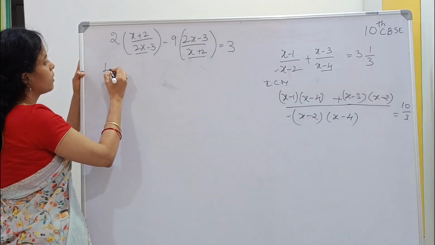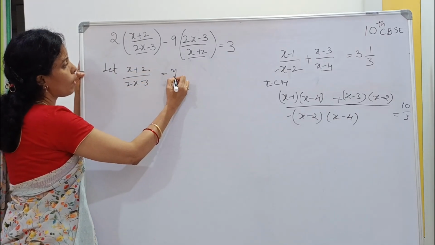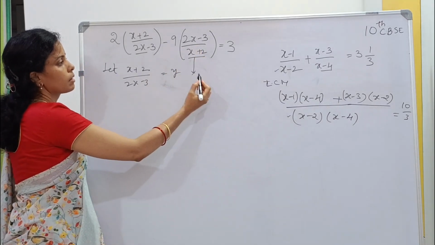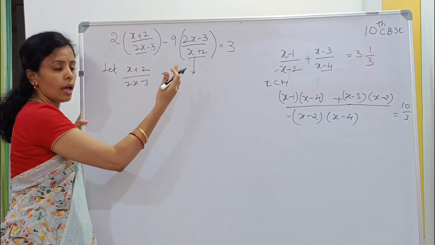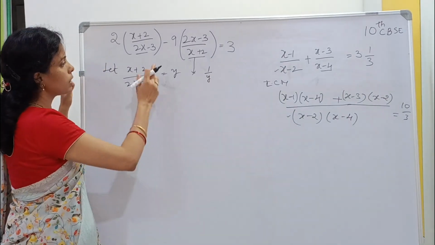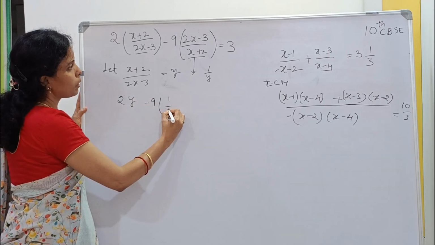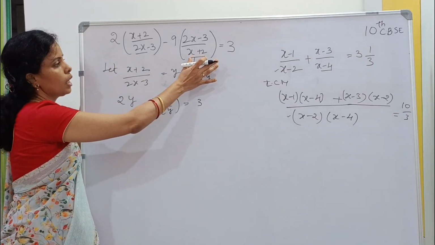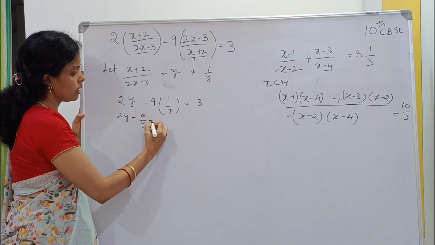Hence first consider, let x plus 2 by 2x minus 3 is equal to y, right? Then, because this term is the reciprocal of this term, and we have assumed this term as y, this term will become 1 by y. So let's transform our full equation into y: 2 into y minus 9 into 1 by y is equal to 3. Isn't it easy now? We have transformed a big equation into a smaller, simpler form. So 2y minus 9 by y is equal to 3.